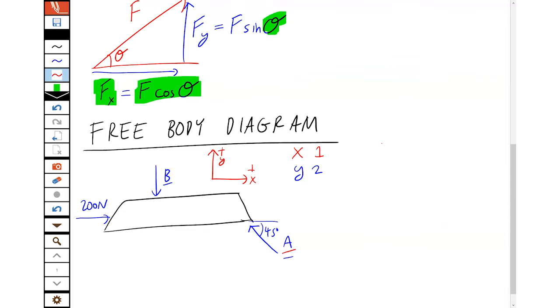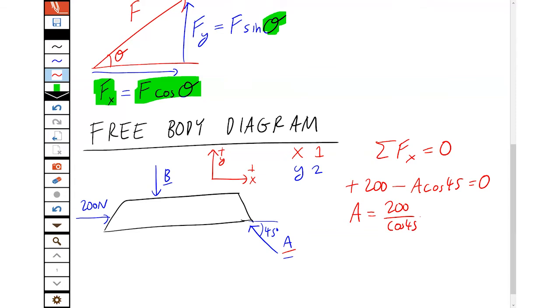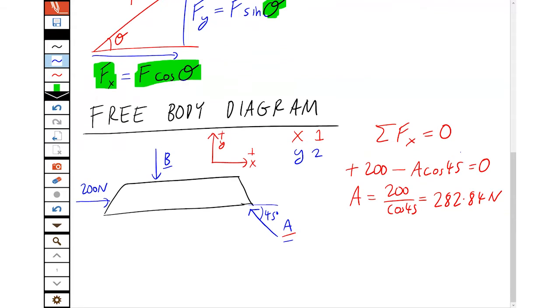So let's look now. The sum of all the horizontal forces is 0. So I have plus 200 pushing right minus the X component of A pushing left. That's one equation with one unknown. So A is 200 over cos 45, which is 282.84 newtons. And then we move on to the next one.